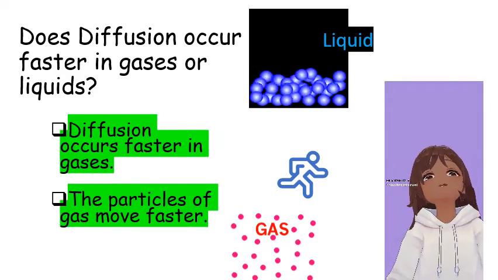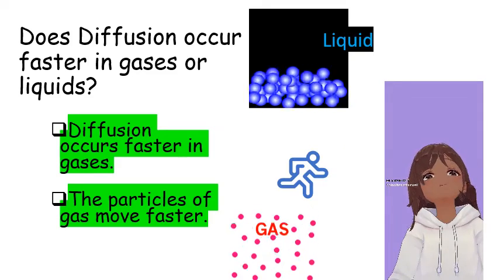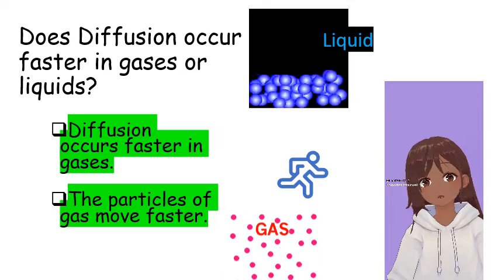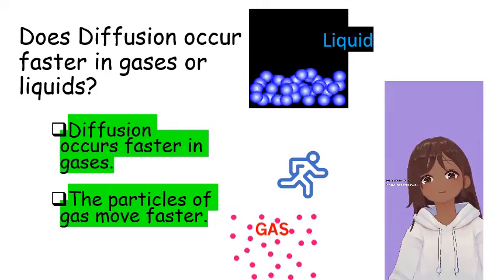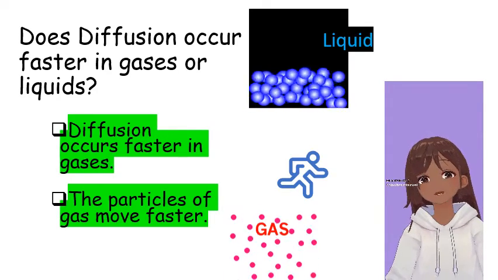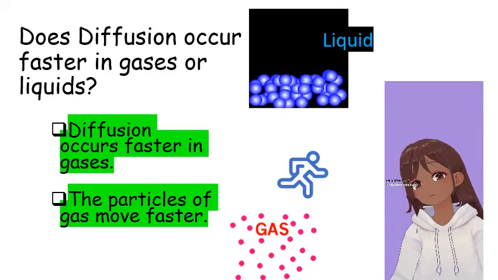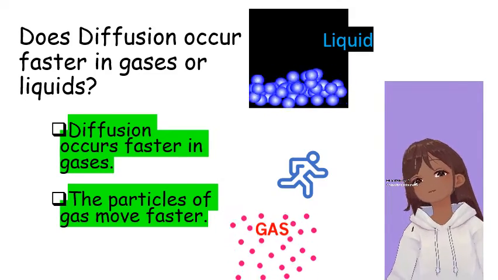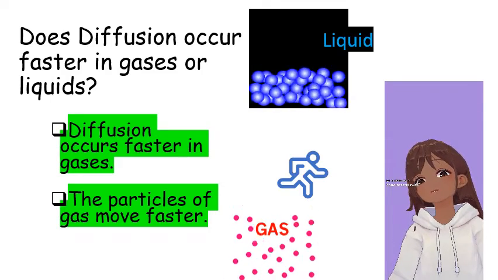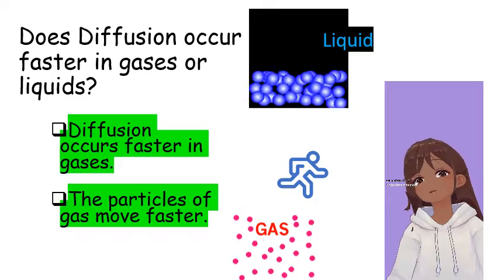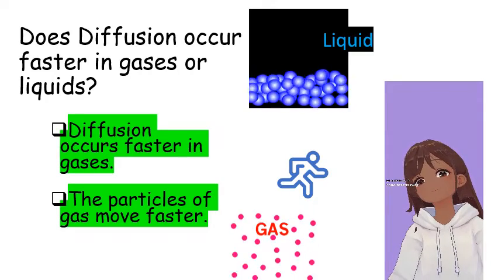Now, can you guess if diffusion occurs faster in gases or in liquids? Look at those slow-moving liquid particles and look at those fast-moving gas particles. Yes, diffusion occurs faster in gases. But can you guess why? This is because the particles in a gas have more space. As a result, movement occurs more freely.